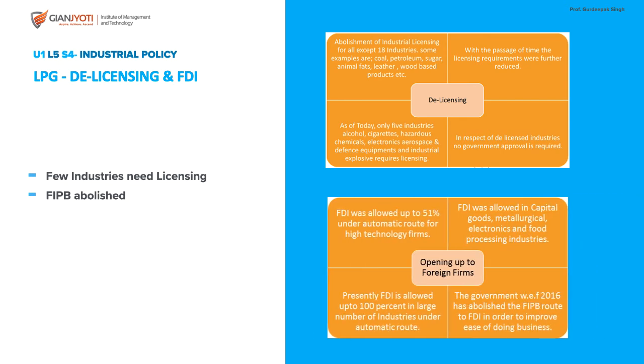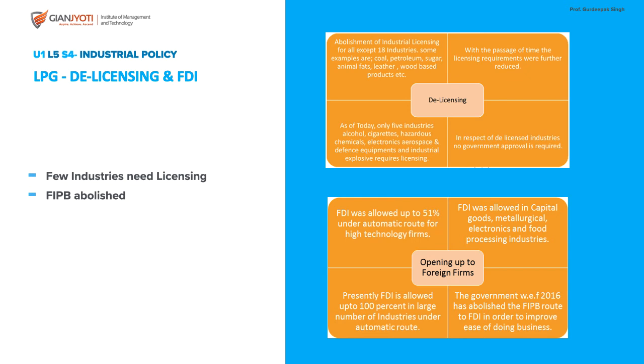The other part was the foreign direct investment. As we said, globalization was one of the legs of NIP. So foreign direct investment was allowed up to 51%. So if it is more than 50, the ownership goes to the investor who has a stake of 51%. And it was made very easy for high technology firms where they were transferring the latest technology to run the show in India. So FDI was allowed in capital goods, metallurgical, electronics and food processing industries.